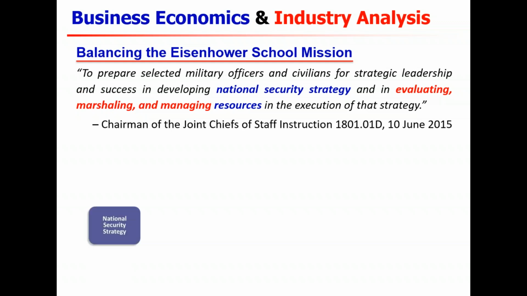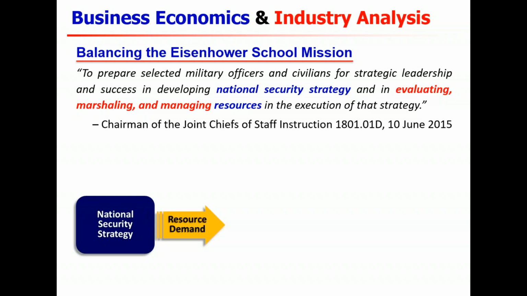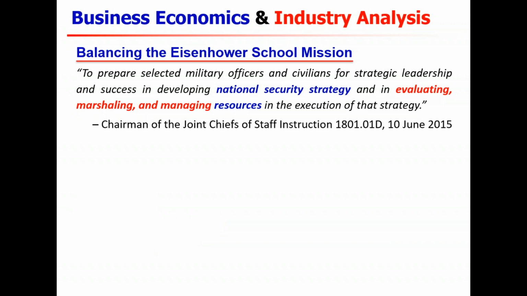And if you read the mission statement of the Eisenhower School, it says, quote, to prepare selected military officers and civilians for strategic leadership and success in developing national security strategy and evaluating, marshaling, and managing resources in execution of that strategy. It's basically about aligning strategy and resources.